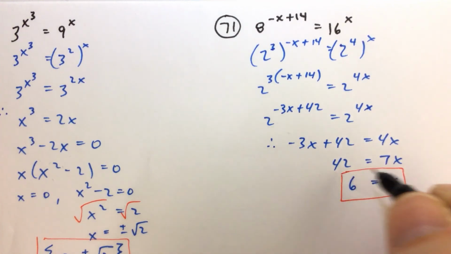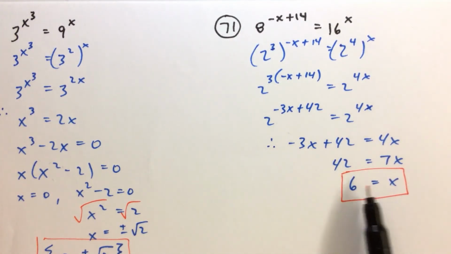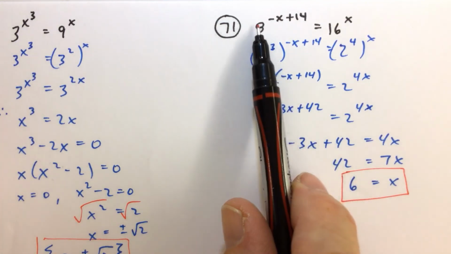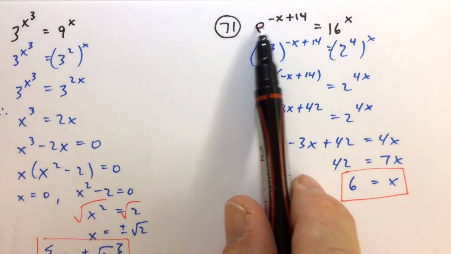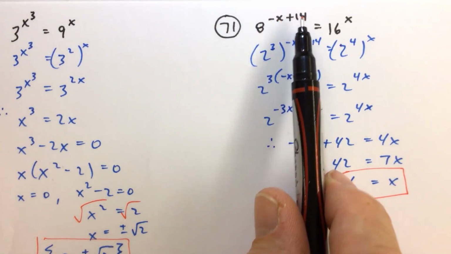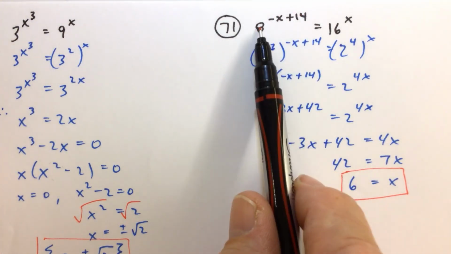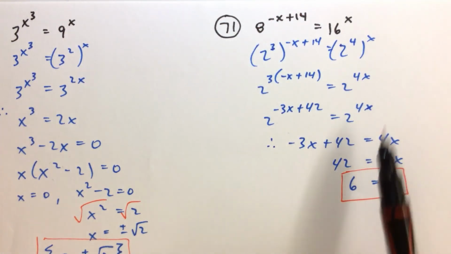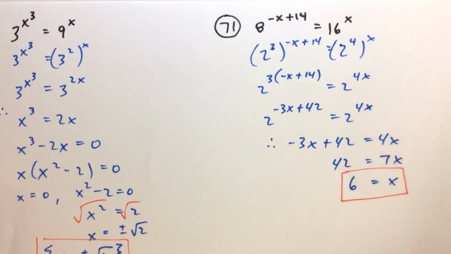Now, it'd be hard to check this, but you could. If you typed into your calculator 8 to the negative 6 plus 14. So negative 6 plus 14 is 8. So 8 to the 8th power is the same as 16 to the 6th power. You want to check that on your calculator, you could.